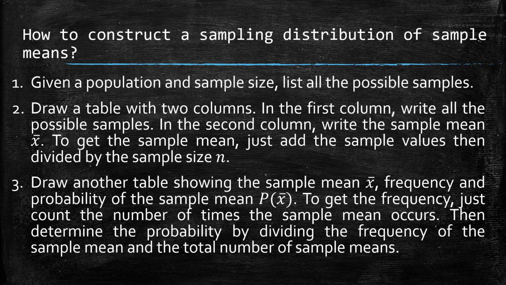And step 3, draw another table showing the sample mean X bar, frequency, and the probability of the sample mean represented by P of X bar. To get the frequency, just count the number of times the sample mean occurs. Then determine the probability by dividing the frequency of the sample mean by the total number of sample means.